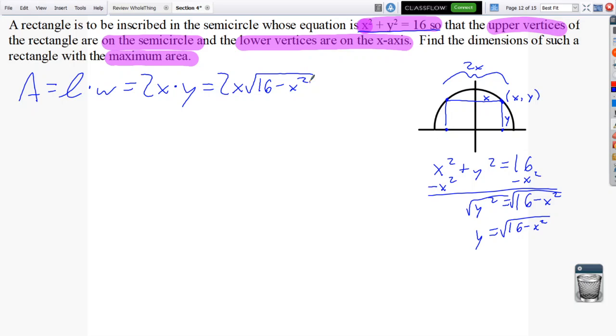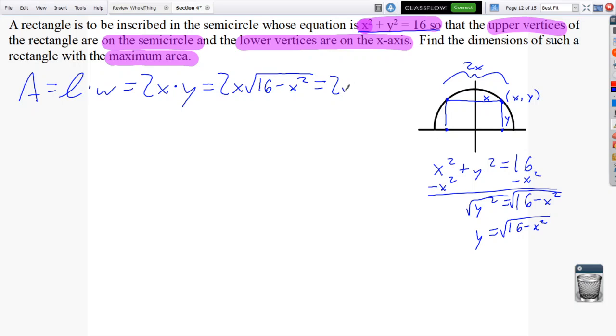I am now going to have to find A prime, set A prime to either 0 or undefined. Before I try to find A prime, I'm going to show you guys a little trick in order to make this a little bit easier. Because I'm going to have to use product rule on this one. I don't feel like using product rule, and there is a way around me using product rule. This may have popped up in class before, it may not have, but this is a nice way in this particular circumstance to not use product rule.